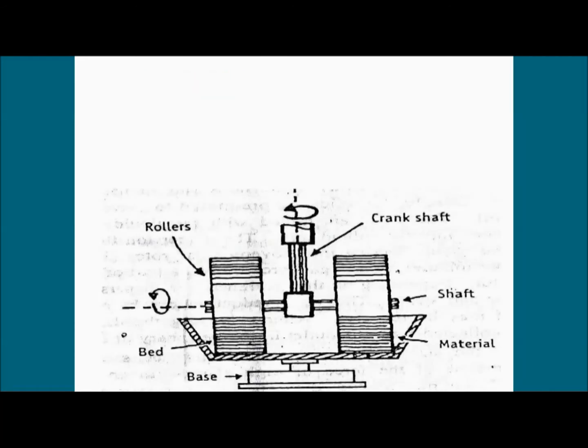So this is the construction. You can see here, this is one roller, this is another roller. There is a central axis, right? This is a crankshaft which is attached to this position. The rollers start revolving, and this is the bed. Any material you want to grind, you have to put in this bed. This roller will move, and simply the size reduction will take place.